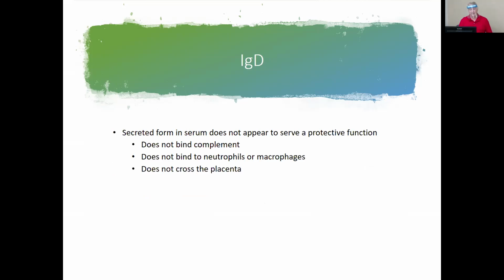We do have some secreted in the serum. It does not appear to serve a protective function. It doesn't bind complement. It doesn't bind to the neutrophils or macrophages. And it does not cross the placenta, because that would be weird if it did, because we've said the only one that does that is IgG. So this doesn't sound like the others that we've talked about. It doesn't sound like G. It doesn't sound like M. It definitely doesn't sound like A. So those wouldn't be associated with anyone except D.